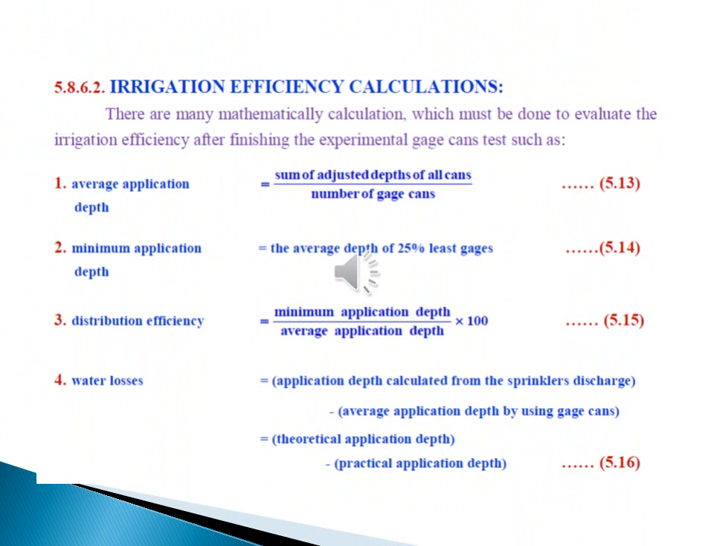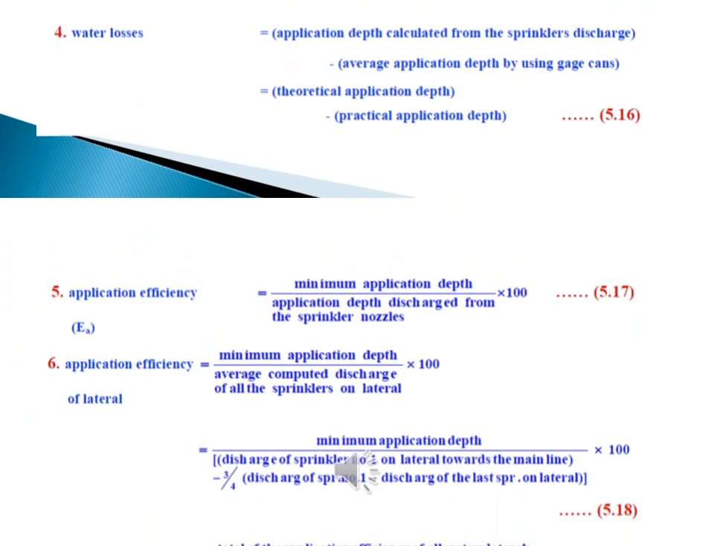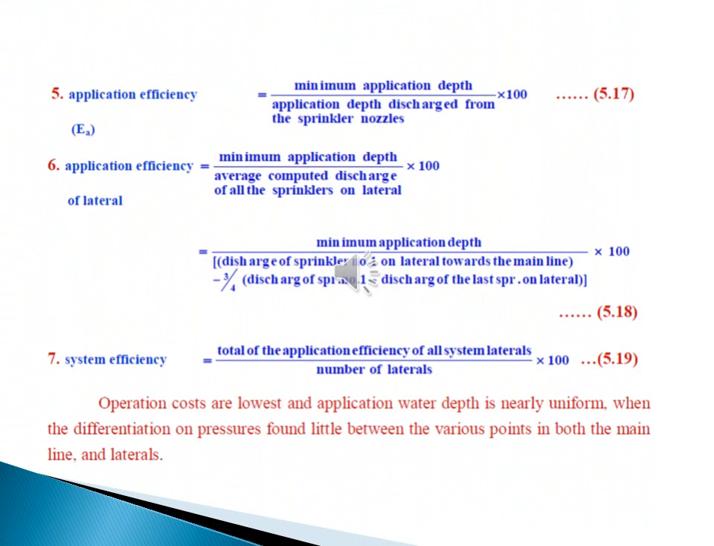Irrigation efficiency calculations. There are many mathematical calculations which must be done to evaluate the irrigation efficiency after finishing the experimental gauge can test, such as average application depth, minimum application depth, distribution efficiency, and water losses. Follow the video by yourself. It's so easy. The rest of the mathematical calculations are such as application efficiency of the lateral, and system efficiency. Look, my dear, and follow along.